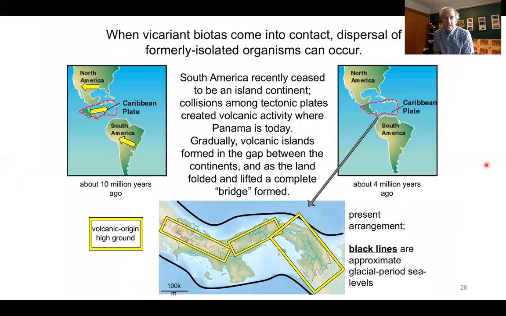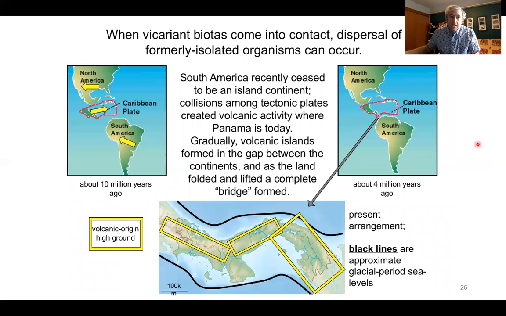Now, one thing that's really interesting is that the general pattern of continental drift has meant that large land masses have fragmented into small land masses. So generally a big continent has split off into smaller ones. There is one very clear example of when the reverse has happened, when two plates came together. When vicariant biotas come into contact, we get the dispersal of formerly isolated organisms. And the clearest example of this is North and South America.